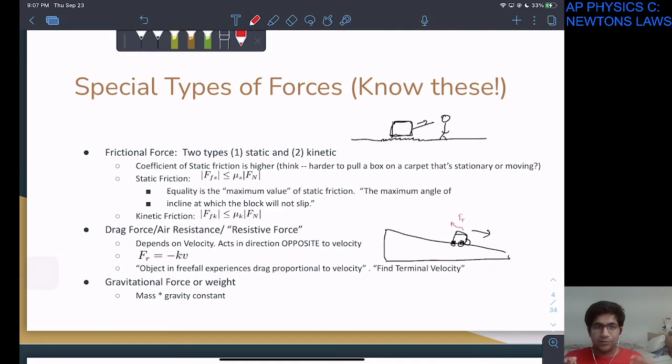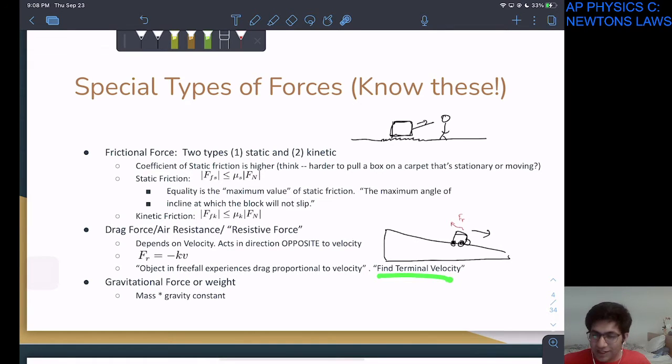The way you can remember this is that if it were acting in your direction, then you'd be going faster and faster. You can imagine this was a straight surface, and if air resistance was going in your direction for some reason, then you'd just keep speeding up and up and up. So it goes opposite. The types of problems we'll see this in are like an object in free fall experiences drag proportional to velocity, and find terminal velocity.